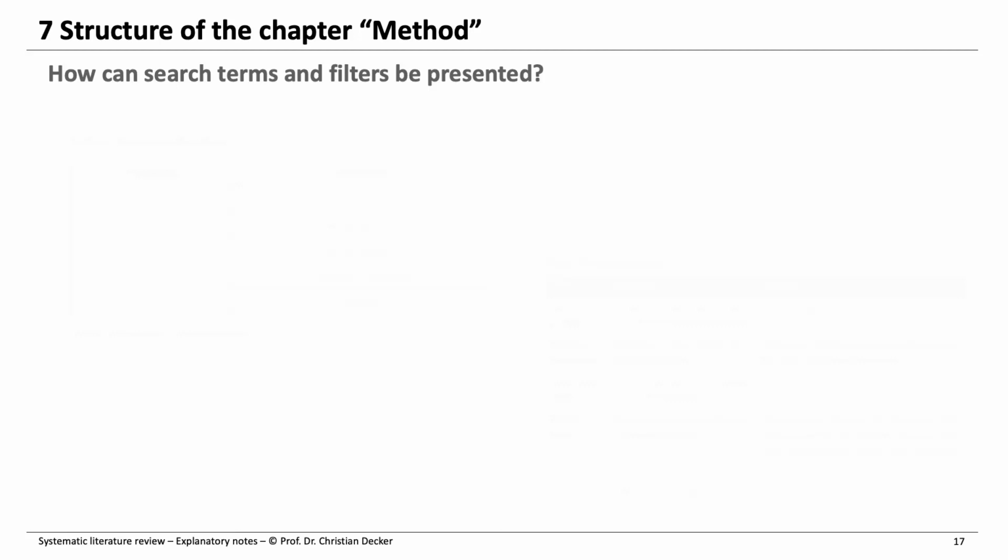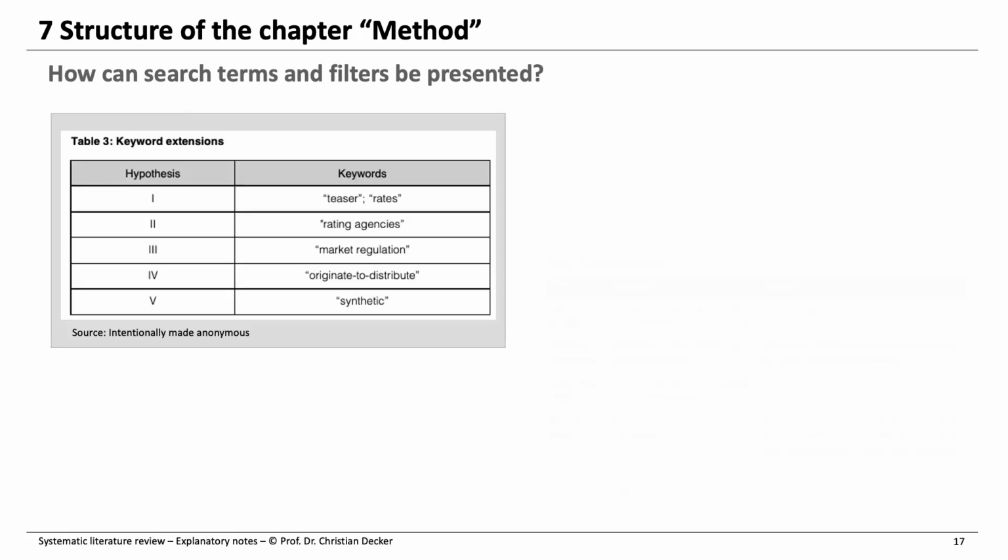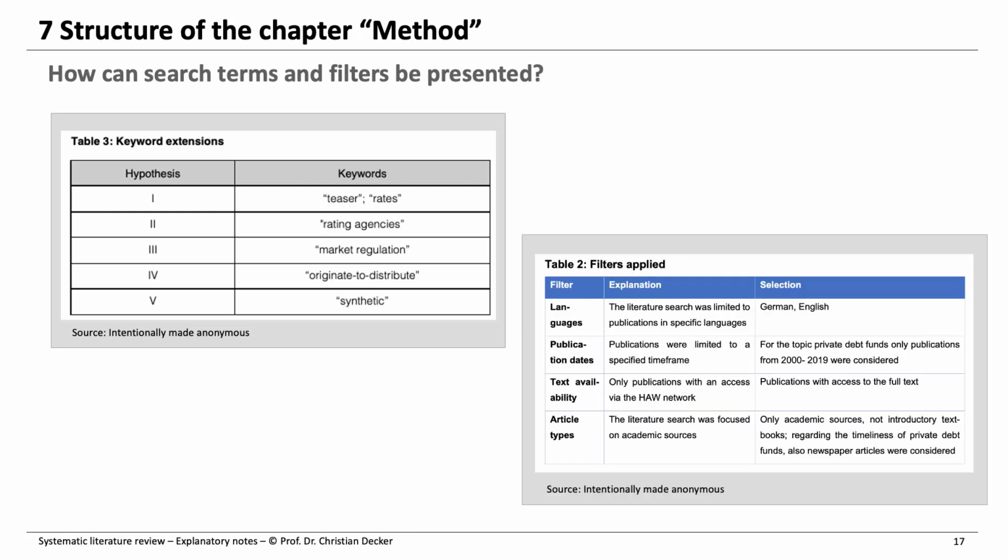How can search terms and filters be presented? The selection of the used keywords should be explained coherently in the text. In some cases, it may be useful to present the keywords again in summarized form in a table. This will be particularly useful if the research questions are broken down into sub-questions or if hypotheses are formed which are to be examined separately. The applied filters can also be displayed in a table.